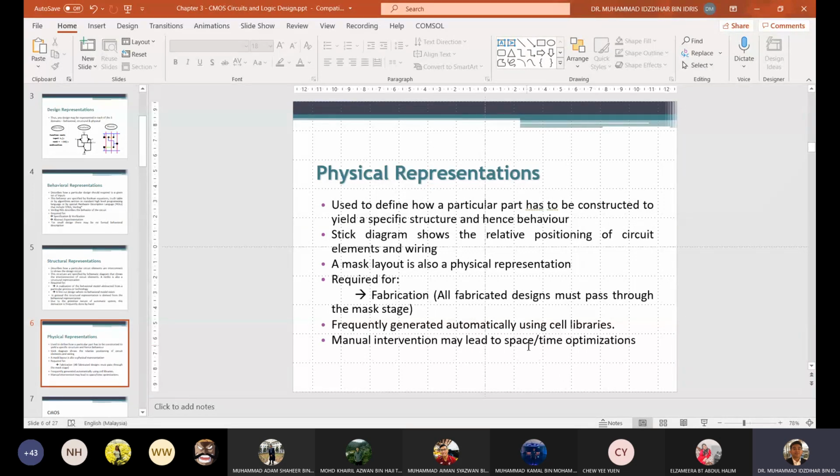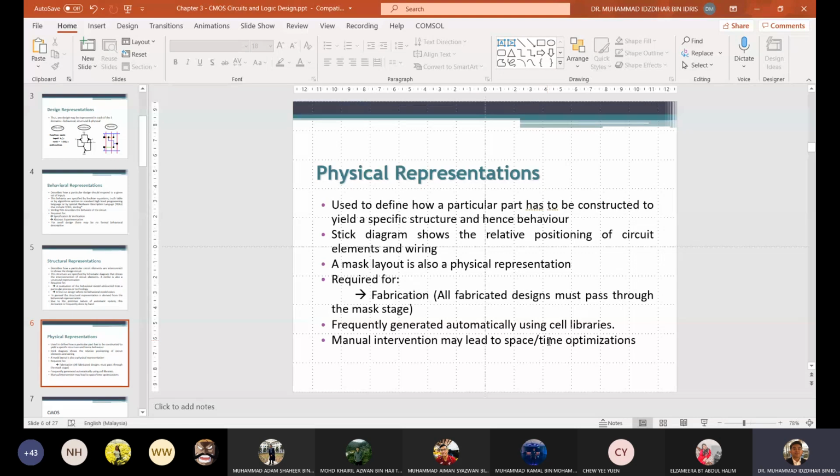Okay, so stick diagram. I've mentioned about stick diagram, so you must be familiar. What is stick diagram in Malay? Forgot. Something like lidi. So it shows the relative positioning of circuit elements and wiring. Wiring means connection. So normally for physical representation, you have to design your mask. Before you do your fabrication, you must have a mask.